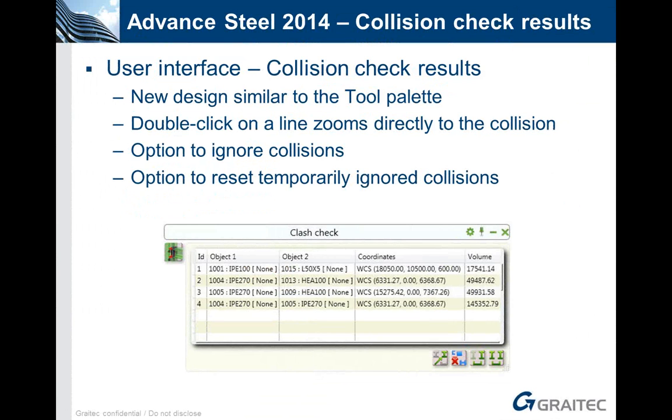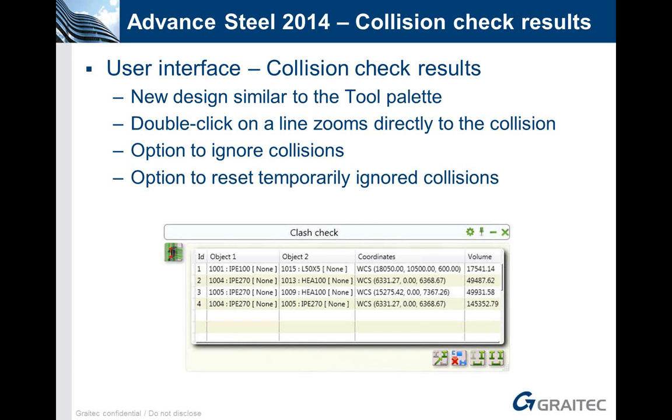Some enhancements concerning the clash check results. We have a dialog box which looks similar now to the tool palette. You have the list of all the collisions which have been found, and you can just double click on the line, it zooms directly to the collision, so it's really very user friendly.